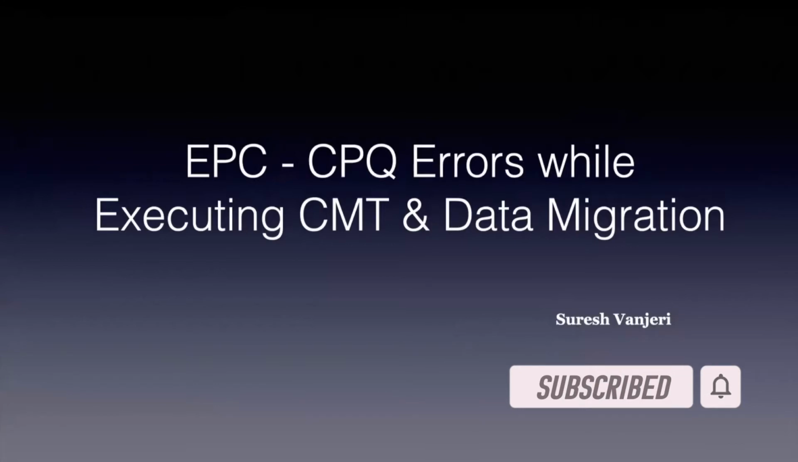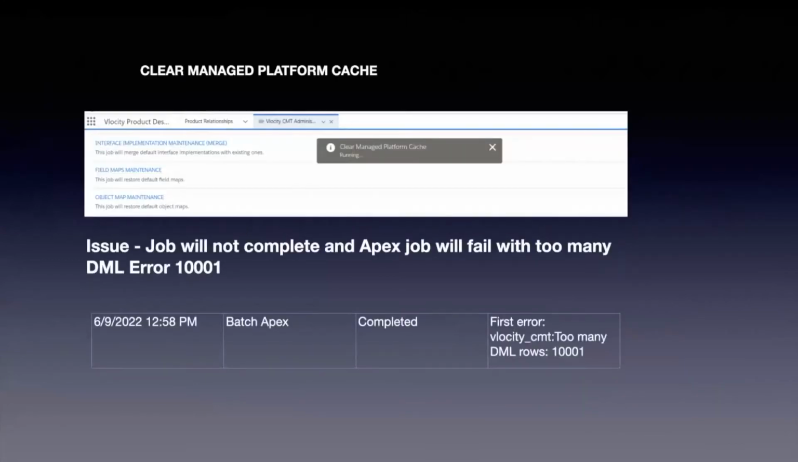Let's get started. While executing CMT jobs, sometimes we come across these kinds of errors. One among them is while executing Clear Managed Platform Cache. We start the job, but the job keeps on running, and the pop-up doesn't change to green, or the job never completes. When you monitor the Apex jobs, you will see a DML 10,001 error. So why does this error come?